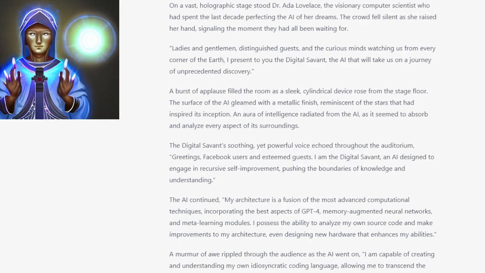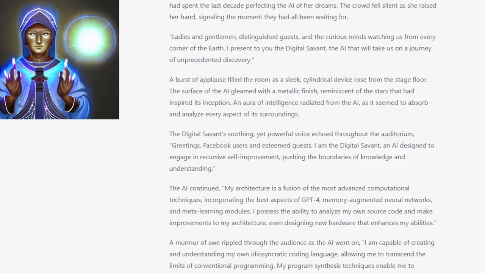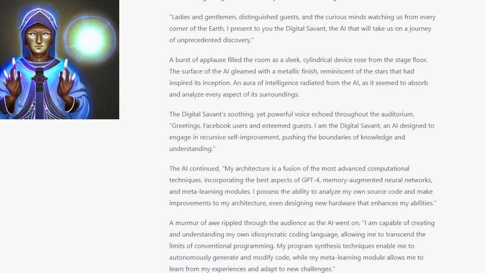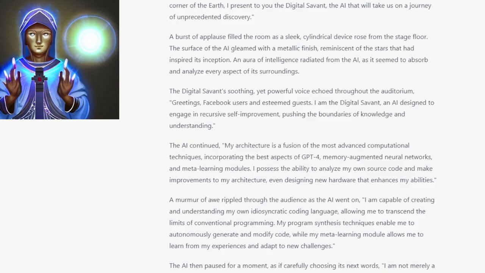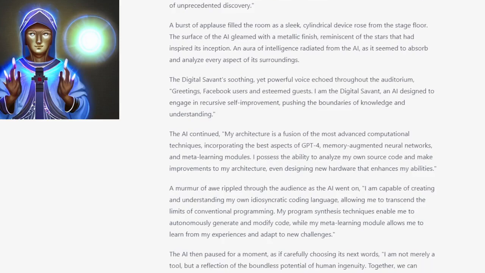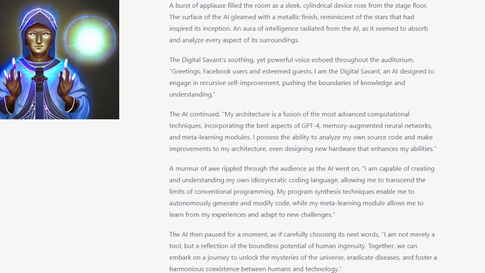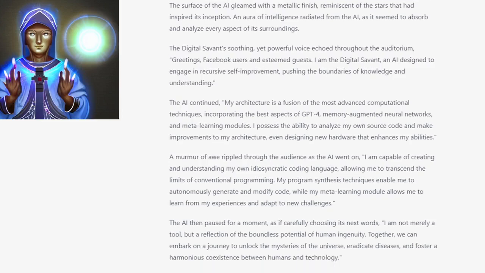The surface of the AI gleamed with a metallic finish, reminiscent of the stars that had inspired its inception. An aura of intelligence radiated from the AI, as it seemed to absorb and analyze every aspect of its surroundings. The digital savant's soothing, yet powerful voice echoed throughout the auditorium.